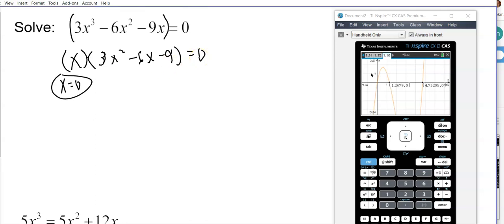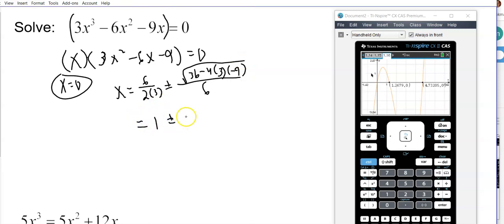Let's try to factor that. It's not looking promising. Let's just do the quadratic formula. So x equals the opposite of b, which would be positive 6, over 2 times 3, plus or minus the square root of b squared, which is 36, minus 4 times 3 times negative 9. So that's really 36 plus, because that's a double negative there, 12 times 9.